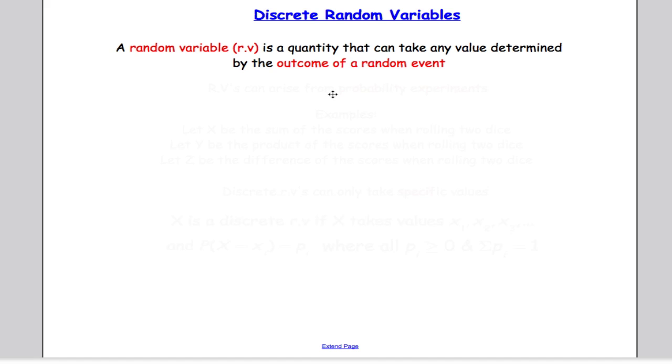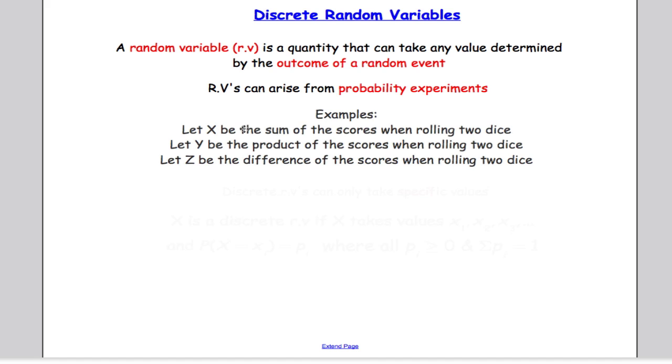Random variables can arise from probability experiments. Just some examples of that: we can let X be the sum of the scores when rolling two dice, Y could be the product of the scores when rolling two dice, and Z could be the difference of the scores when rolling two dice. Do notice that we use a capital letter for our random variable. We'll always use a capital letter.